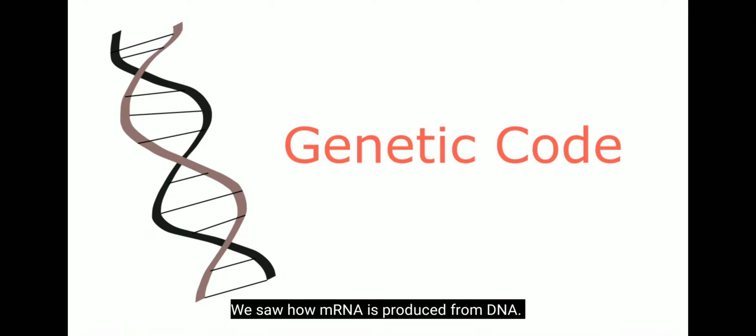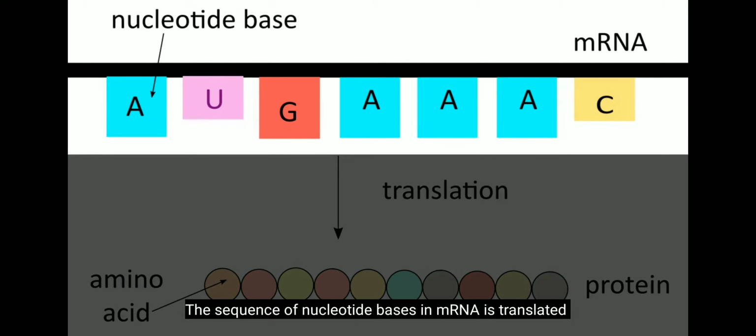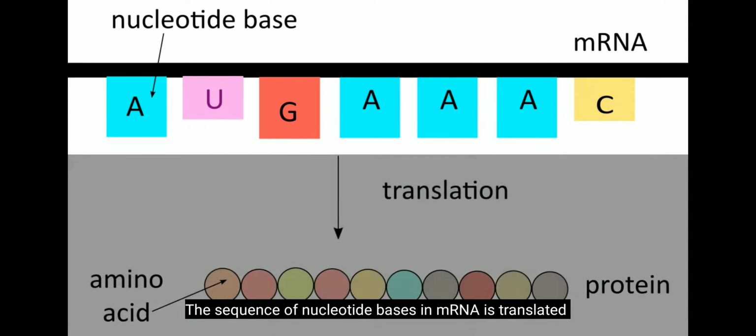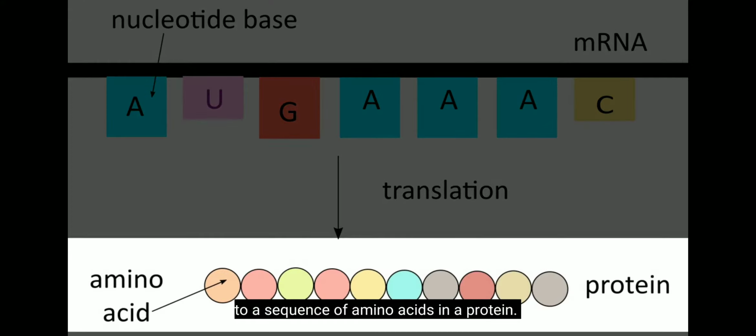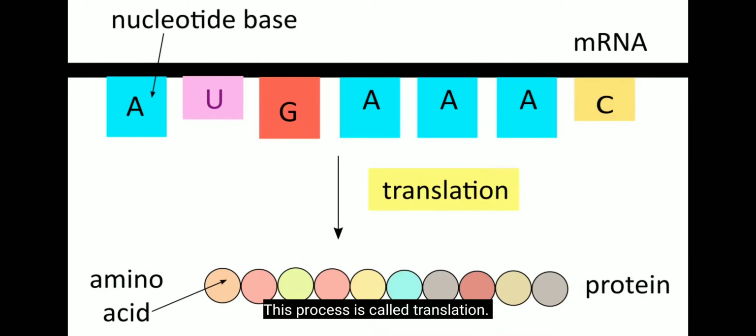We saw how mRNA is produced from DNA. The next step is making proteins from mRNA. The subunits of a protein are called amino acids. The sequence of nucleotide bases in mRNA is translated to a sequence of amino acids in a protein. This process is called translation.